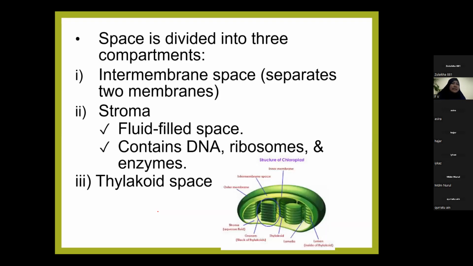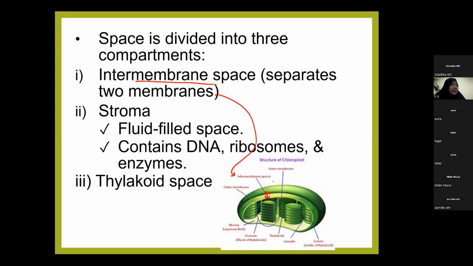Okay, next. Space is divided into 3 compartments. So chloroplast space is divided into 3 compartments. Number 1 is intermembrane space. Ingat intermembrane space tu apa? Space antara outer membrane and inner membrane. So kita panggil sebagai inter lah. Ni ha. Sorry. This one. Intermembrane space is the space between outer and inner membrane.